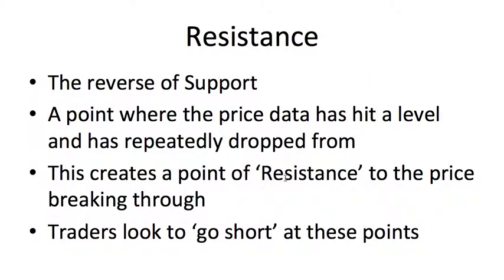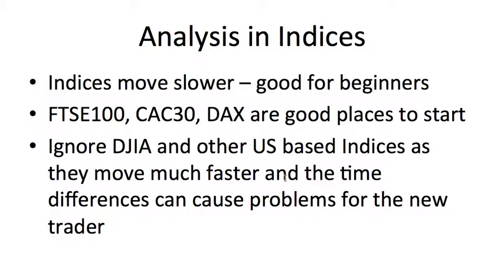And with the resistance, it's the reverse of that. We're seeing a point where the price has hit a level and repeatedly dropped from it. It's a ceiling, a level that it can't break through, or hasn't broken through for a while. This creates a point of resistance to the price breaking through, and traders look to go short from these points. They look to sell to make a profit from that.